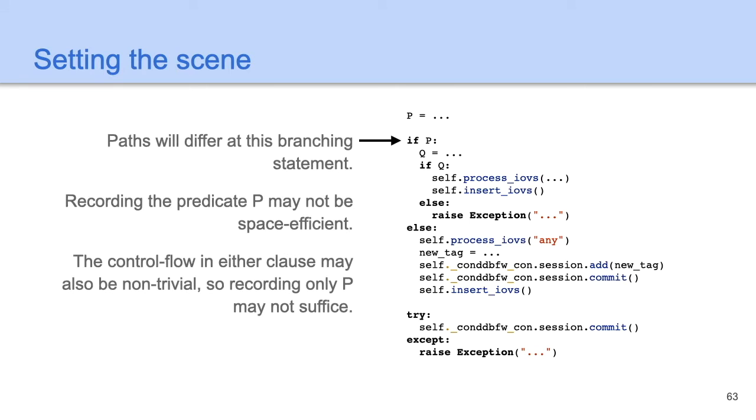Now, we know that paths will differ at the first branching statement, but recording the predicate P may not be space efficient. Further, the control flow in either clause may also be non-trivial, so recording only P may not suffice. Ultimately, we can conclude that we need a more general approach for recording and comparing program paths.